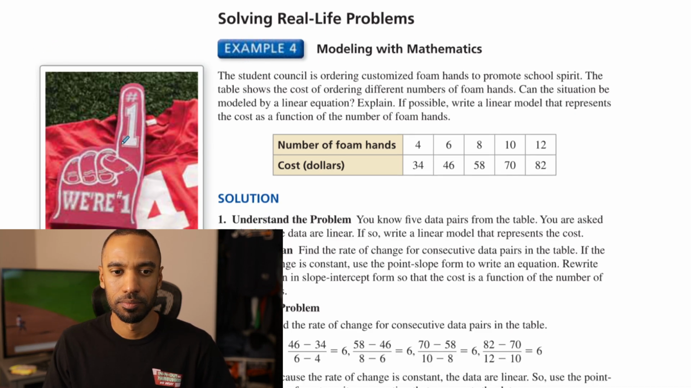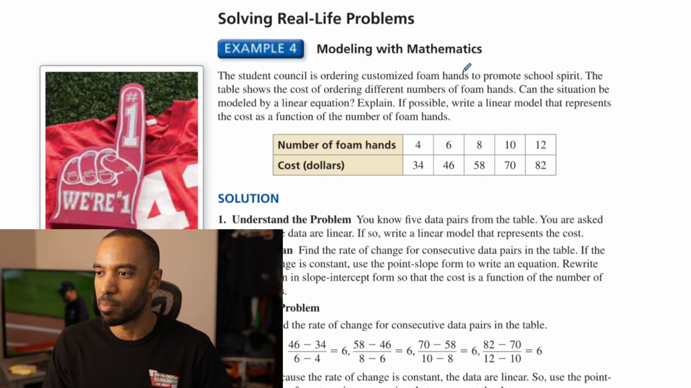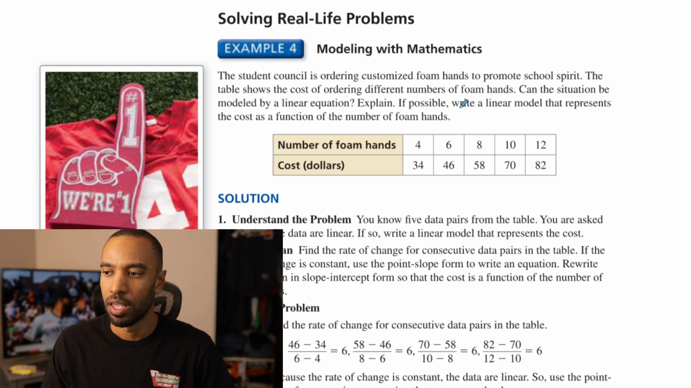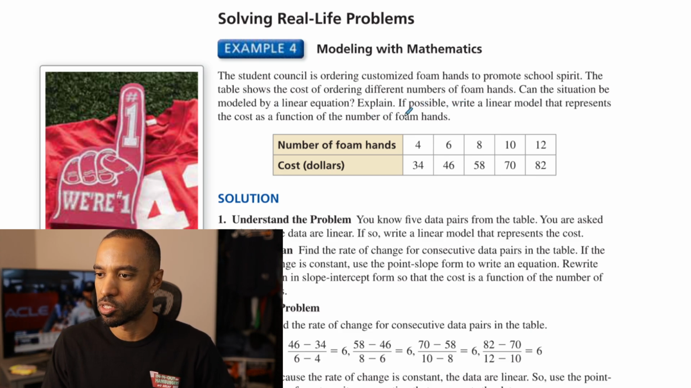Real life problem. First of all, number 1. A student council is ordering customized foam hands to promote school spirit. We have a table that shows the cost of ordering different numbers of foam hands. Order 4, 6, 8, 10, or 12 foam hands, and this is how much they'll cost. Can the situation be modeled by a linear equation? Explain. If possible, write a linear model that represents cost as a function.